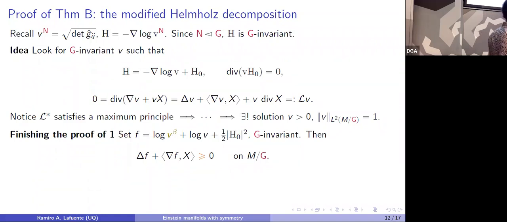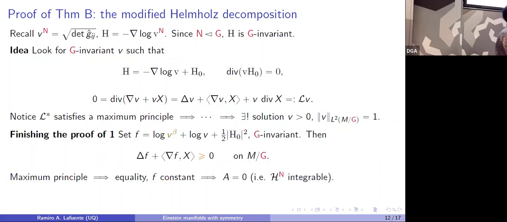So if you get equality, not only is F constant, but all the estimates that you use are sharp. So in particular, A is 0, namely the horizontal distribution is integral, right? And this is the first step, but it's of course the hardest one. Once you know something, then you can continue.